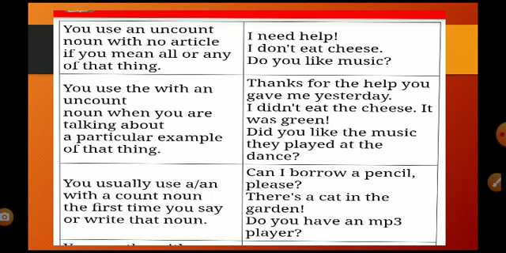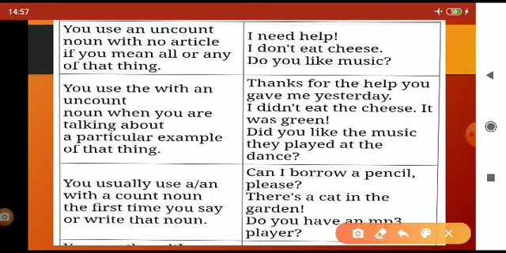In the first rule we will see here, you use an uncountable noun with no articles if you mean all or any of that thing. Examples are: I need help, I don't eat cheese, do you like music?